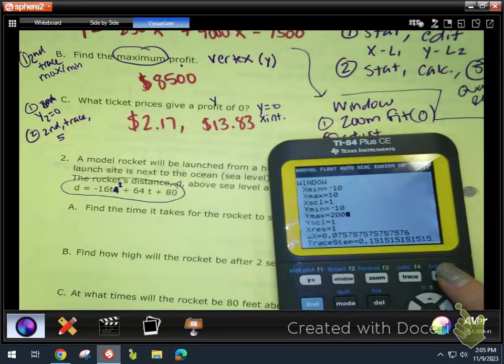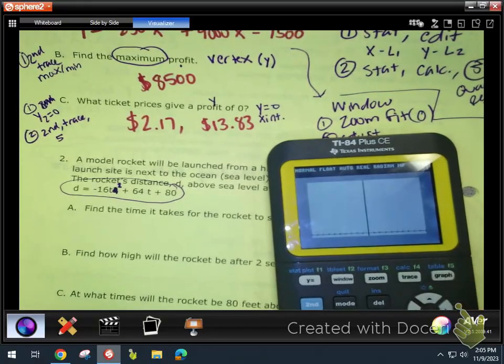Remember, we were just at 10,000. So this is looking like the max. 200 works. Right, Y maximum, yes. So sometimes, if you know a little bit more from the standard window, you can just kind of guess and check until you find a good one.